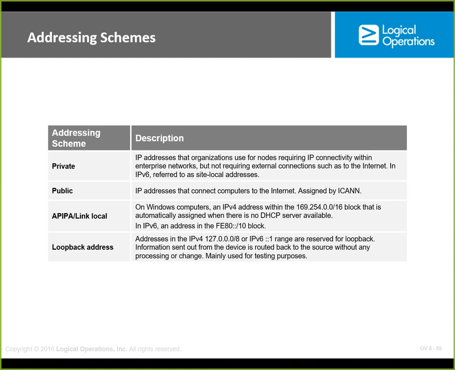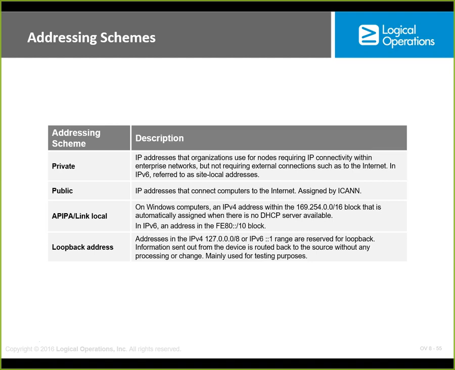In IPv6, these are called link local addresses. They're link local private addresses. Public addresses are addresses that connect computers to the internet, and they're assigned by an organization called ICANN. So they assign the routable addresses, the ones that can get you from one point to the other over the internet.